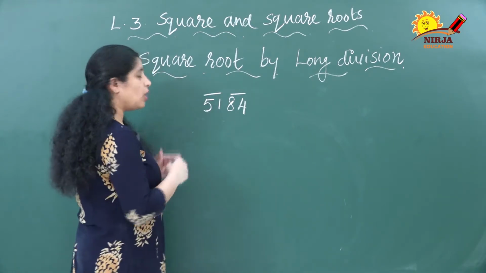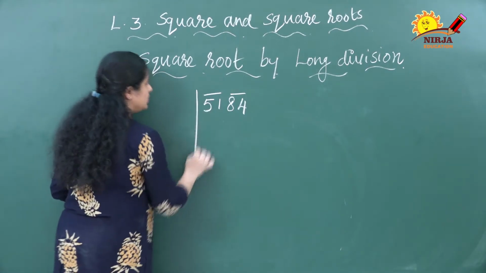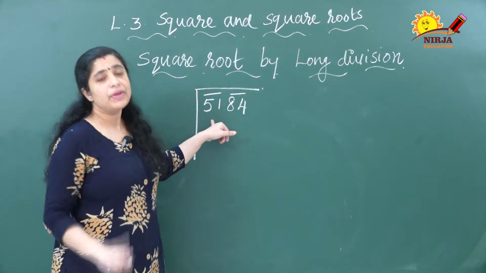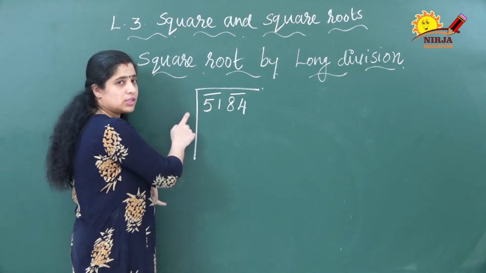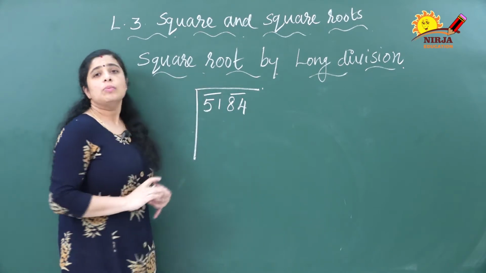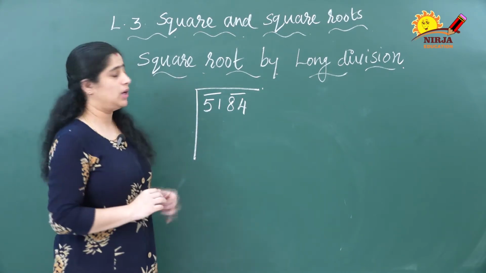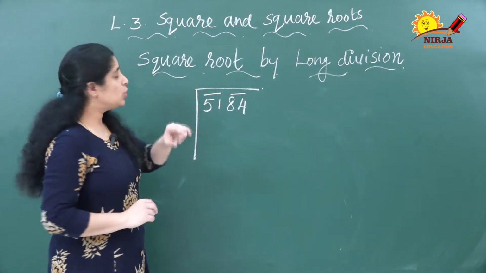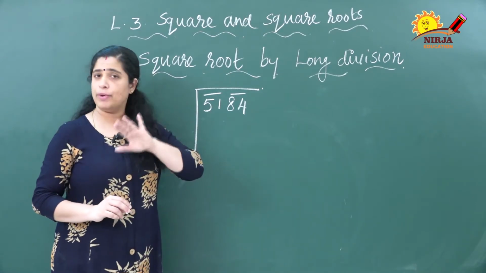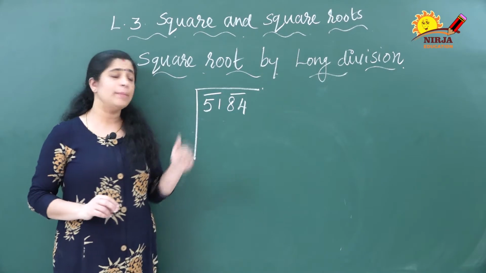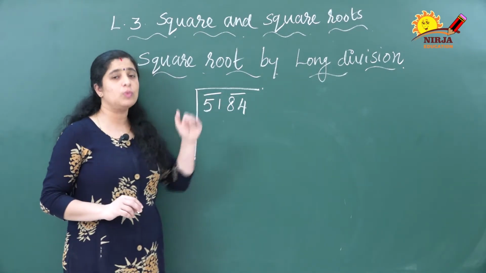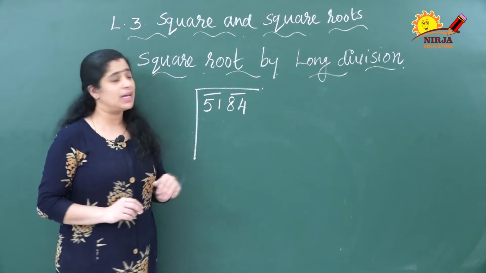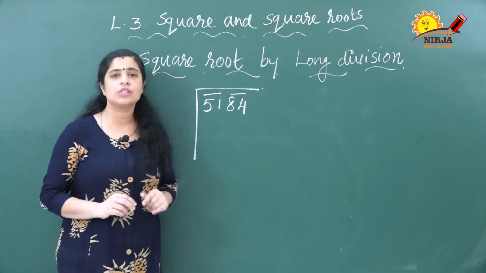Now what you have to do? Now we have to do the division. So you can see here 51. 51 is not a perfect square. You should be careful that here the divisor and the quotient, both the numbers should be same. So you have to think, 51 is not a perfect square, so you have to find the number near to it that is a perfect square. Which is the number near to this one that is a perfect square? Yes, 49 is a number that is near to 51 and it is a perfect square also.